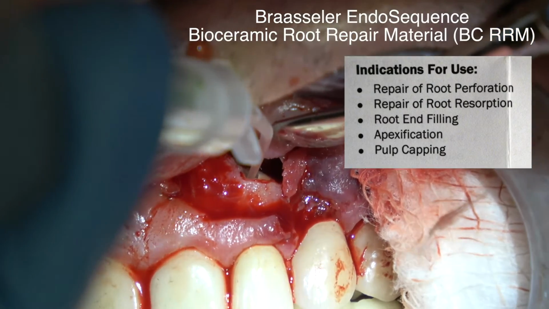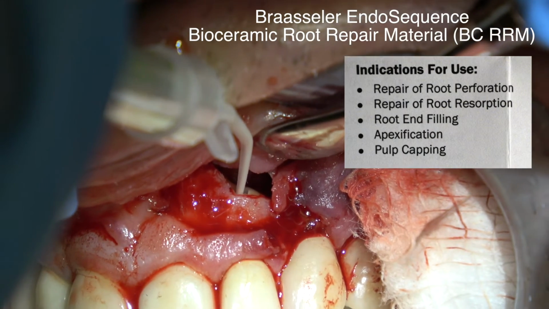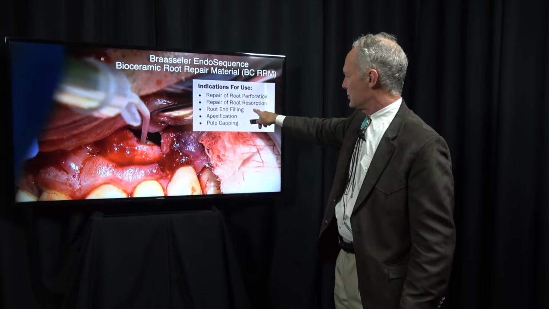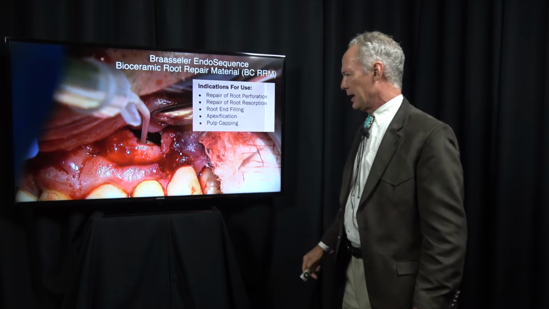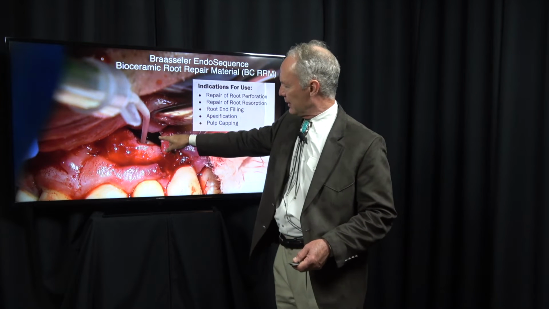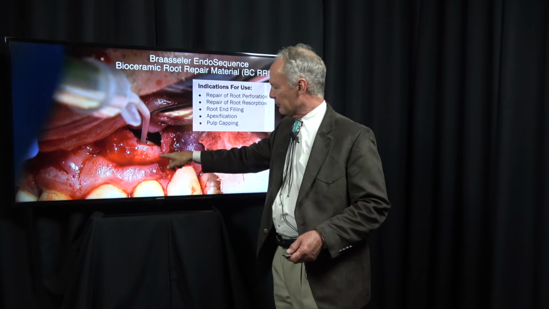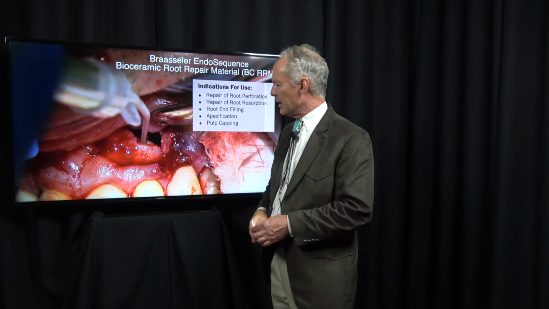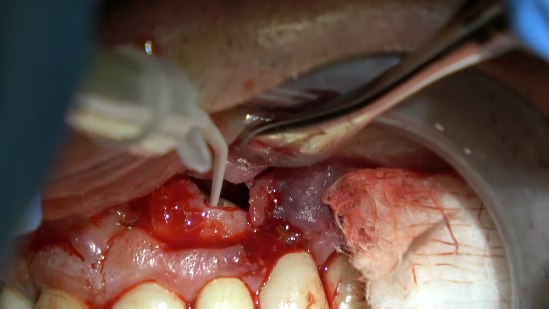This is called Brasseler EndoSequence Bioceramic Root Repair Material. It's good for repair of root perforations, root resorption, root infilling, apexification, and pulp capping. One of the issues you'll have with filling the apical part of the root is bleeding. So sometimes I'll put large cotton balls in the defect and then pressure here on the facial if that's a problem.